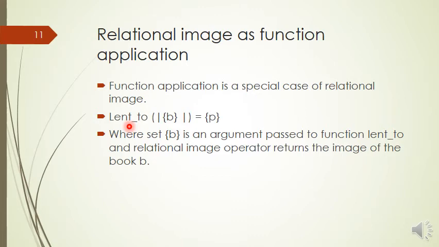Therefore, if we pass a value B of type book as an argument, then we will get returned the output value of type person in the form of set. And another advantage of relational image operator is that we can pass more than one value as a set as an argument to a function, and we can get the output values against the passed input values.